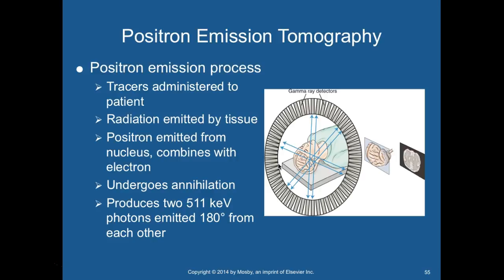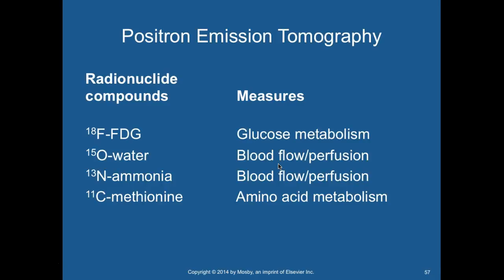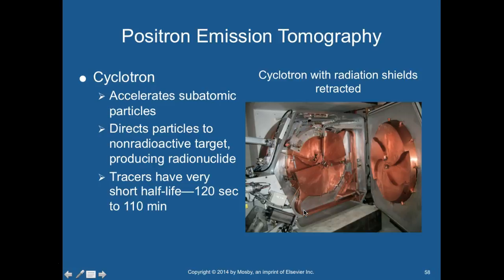Do you remember that? So it's 1.02 for annihilation, so that's a 0.51 keV. And common positron emission elements, so oxygen, nitrogen, carbon, and fluorine. So FDG measures glucose, and that's usually what they use for cancer. And then you have O-water, which does blood flow and perfusion, and ammonia, which is blood flow and perfusion also. Methylene is amino acid metabolism.